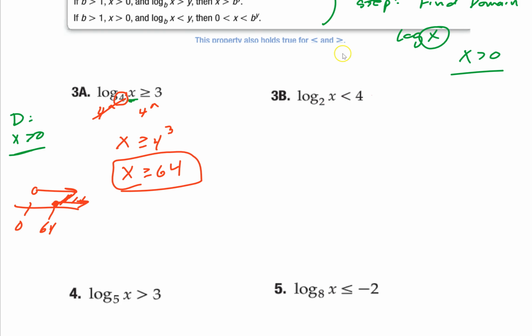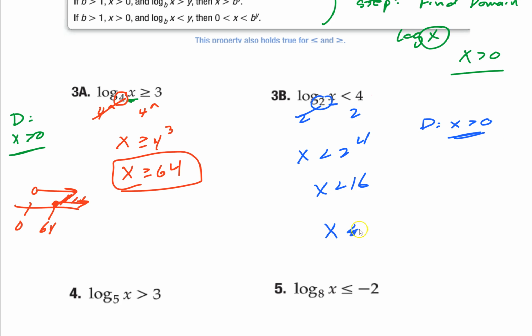So, let's do this one. Same thing, let's find my domain. Hey, it's another easy one. Done. Now let's solve it. Take the base of both sides. These cancel. x is less than 2 to the 4th, which is 16. So I got x is less than 16, x is greater than 0. So I'm going to be somewhere in between those two.